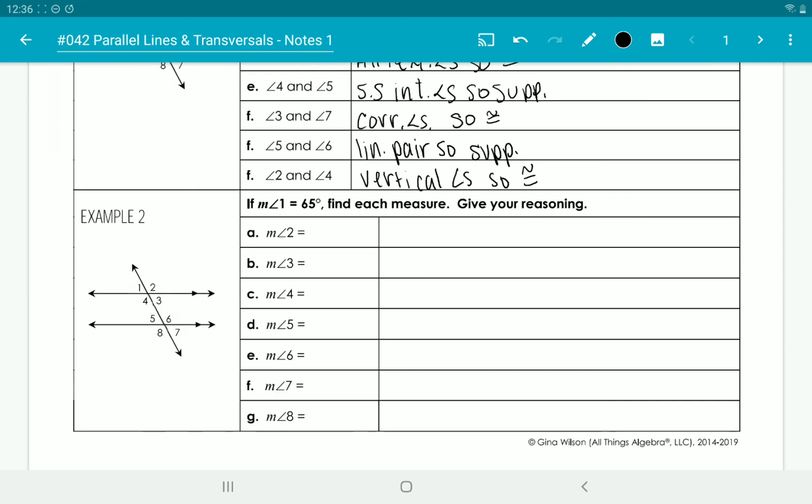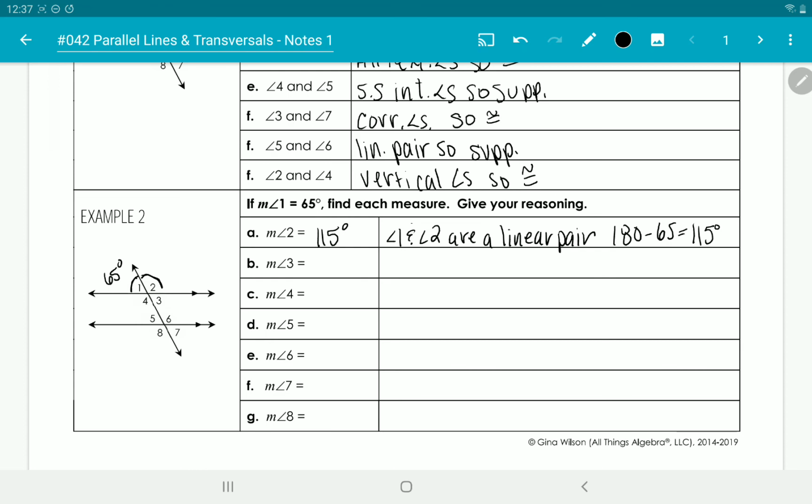Okay, so this tells us that angle 1 over here is 65 degrees. So we're going to find each measure. So angle 2, we can compare it to angle 1. You can see that angle 1 and angle 2 are a linear pair because they make up that straight line, this straight angle, so they make up the whole line. So they're supplementary. So we're going to have to take 180, and we're going to subtract this 65 degrees to give us the angle for that one. Okay, and that's going to give us 115 degrees.